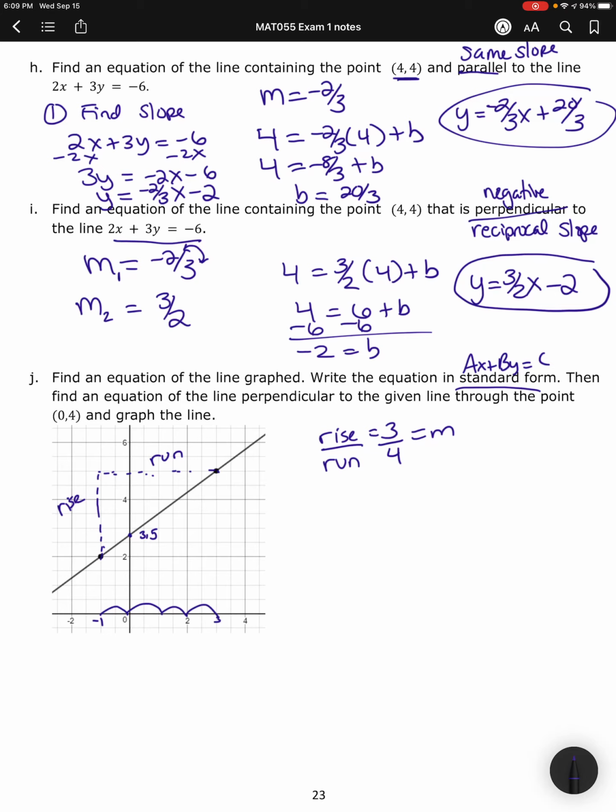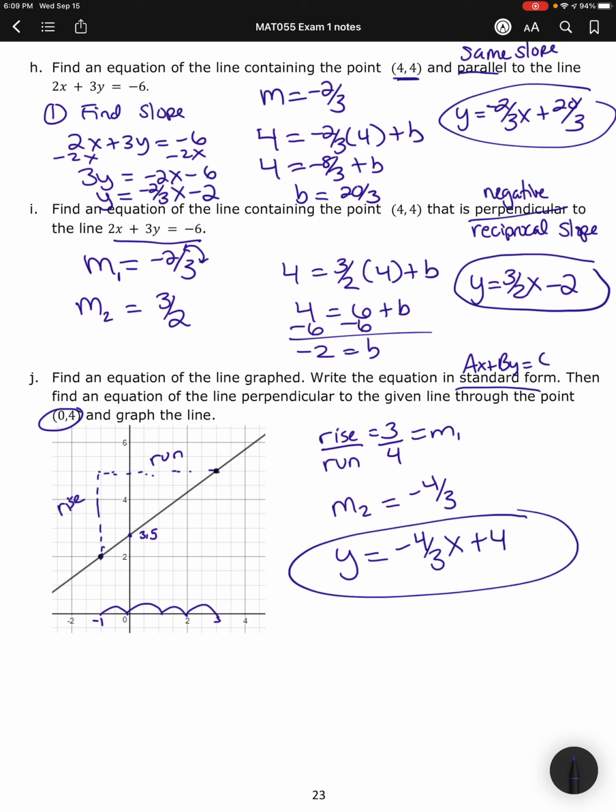So a line perpendicular to it would have a slope of -4/3. And it's going through (0, 4), which is convenient because that's the y-intercept. So y = -4/3 x + 4 is the line perpendicular to it.